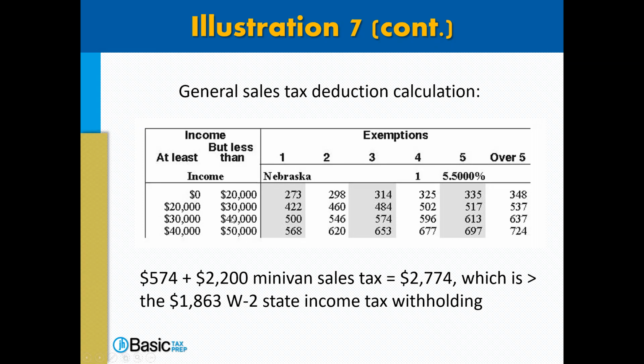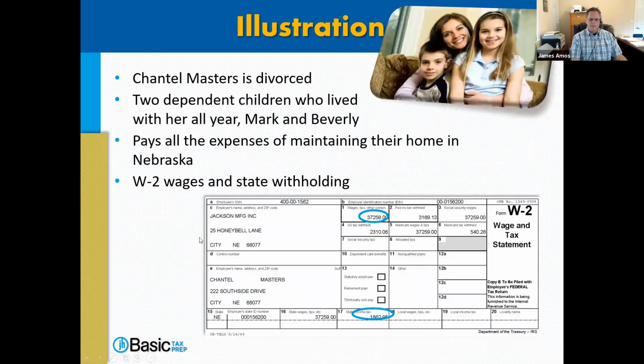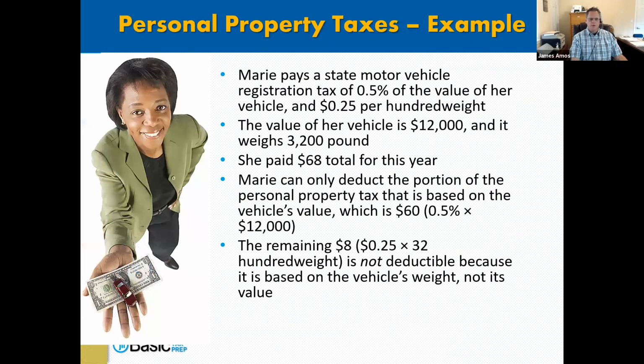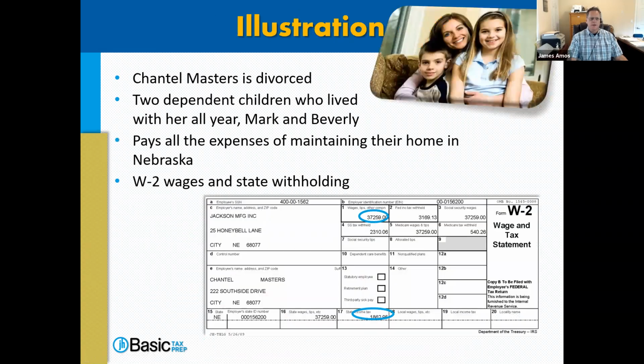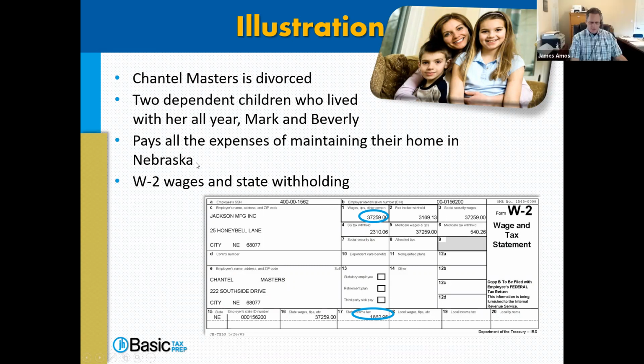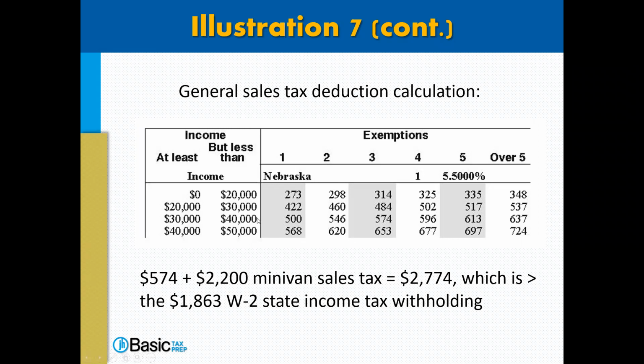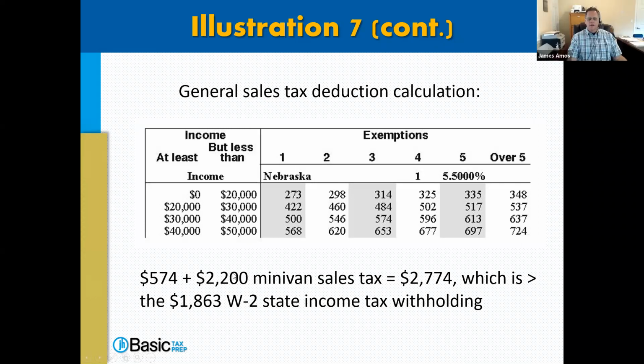How many people is she claiming on her return? Wasn't it 2 kids? That's okay. Let's go back and look at it. Mark and Beverly. Two kids and herself. So how many exemptions does she have? 3. So what is her general sales tax amount? 574. Perfect. It's line 3 intersecting with the 3 here, 574.